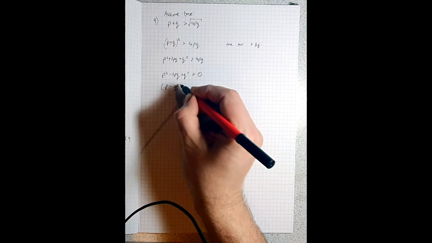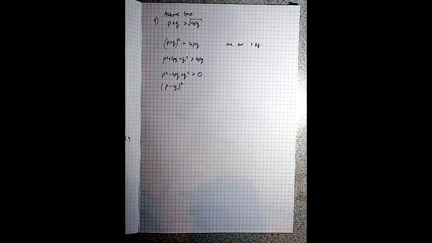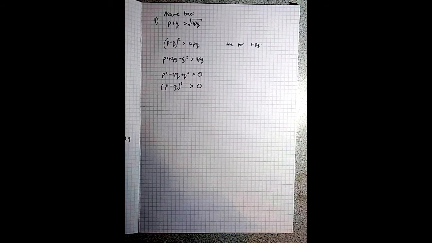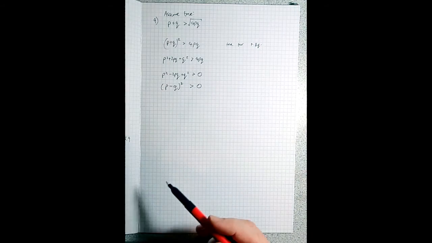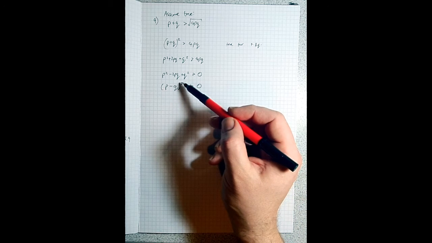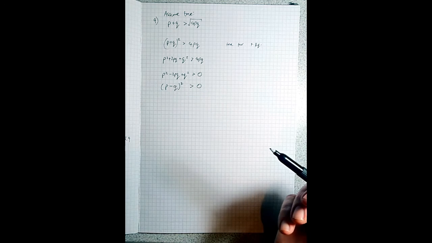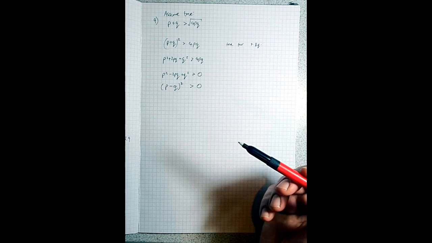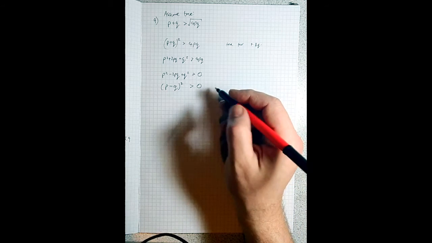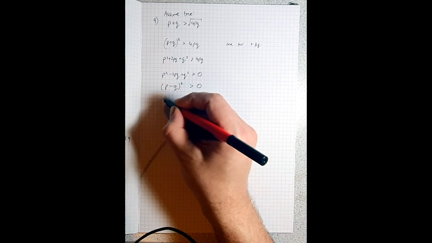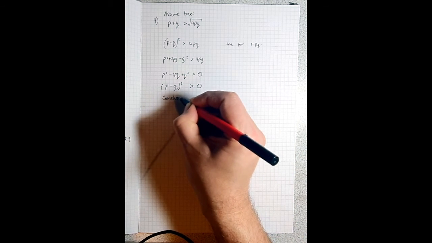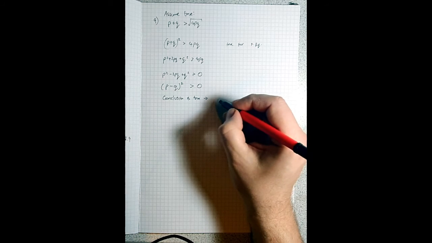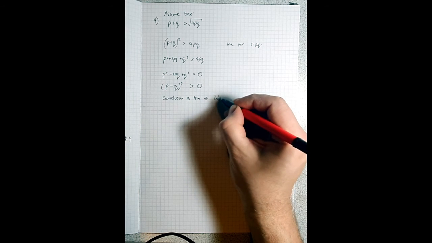P minus Q squared. Now, this is true. Well, this is true. Anything squared is greater than 0. Okay, so my conclusion is true. Therefore, my initial assumption must be true.